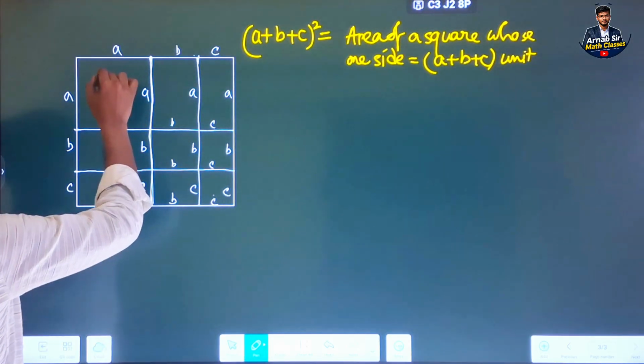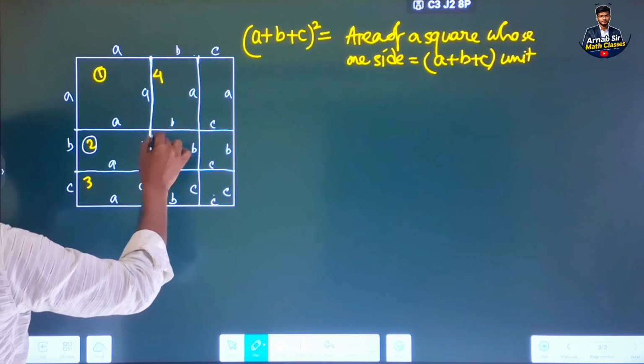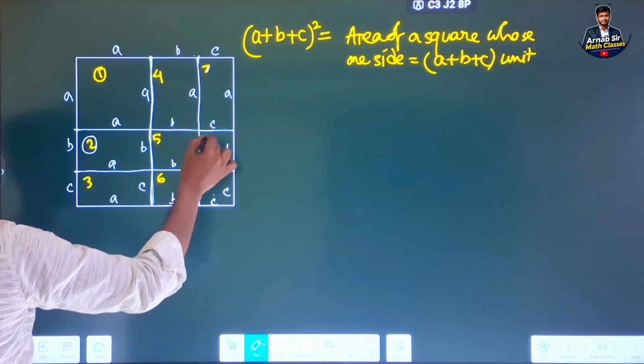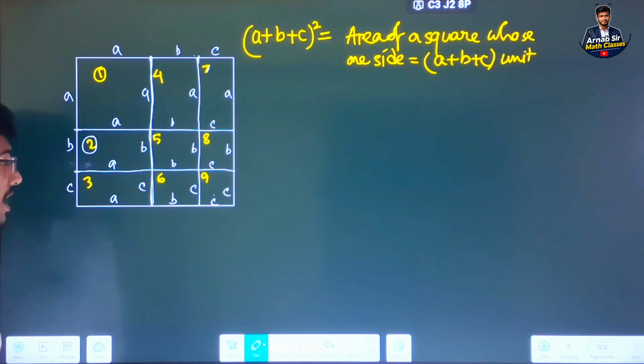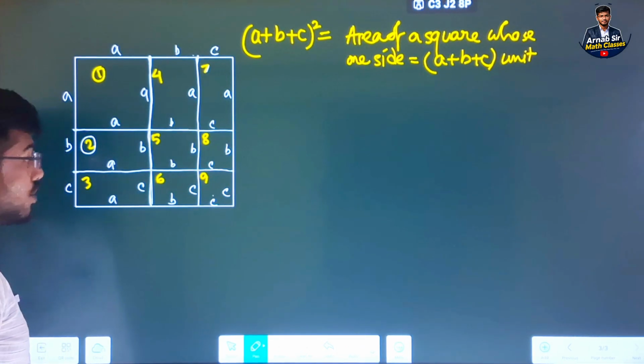That means 1, 2, 3, 4, 5, 6, 7, 8, and 9. We have to add the area of 9 segments. Then we find out the area of the square whose one side is a plus b plus c unit. That means we have to find the formula of a plus b plus c whole square. Clear? Yes or no? Okay.